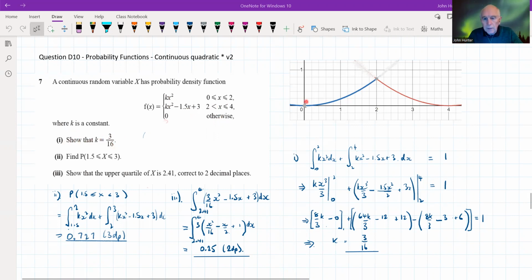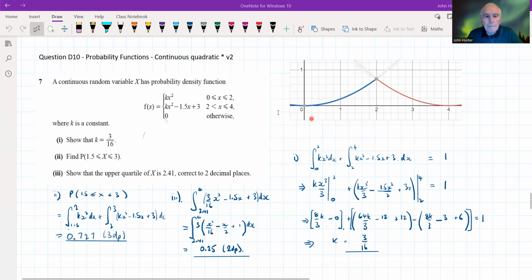Now I've done my best to sketch this using a tool, and it basically looks like this. No significance in the two different colors, except that I've put the shape together with two different curves, and outside the range 0 to 4 it's just 0, so it's just flat there. So that's what it looks like.